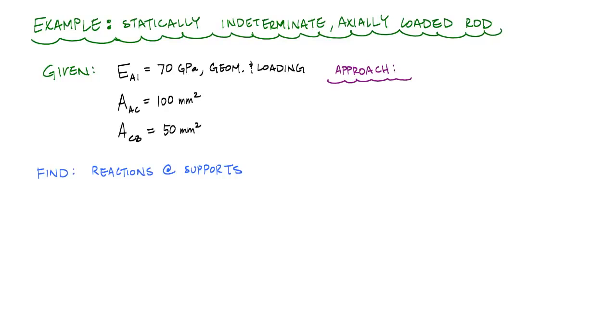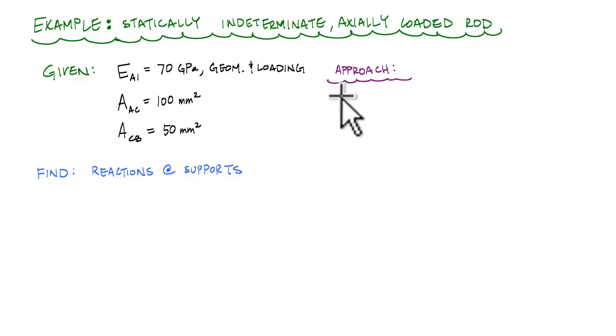In this video we're going to go back to mechanics of materials and look at a statically indeterminate axially loaded rod, fixed, made of aluminum with the modulus of elasticity shown. Segment AC will have an area of 100 millimeters squared, segment CB 50 millimeters squared. And what we want to do is find the reactions at the supports. And I'll show you what the drawing looks like in a second.